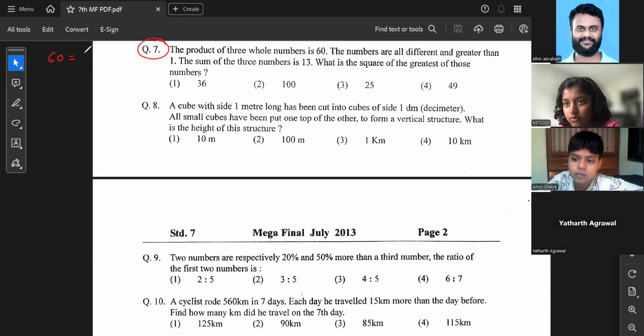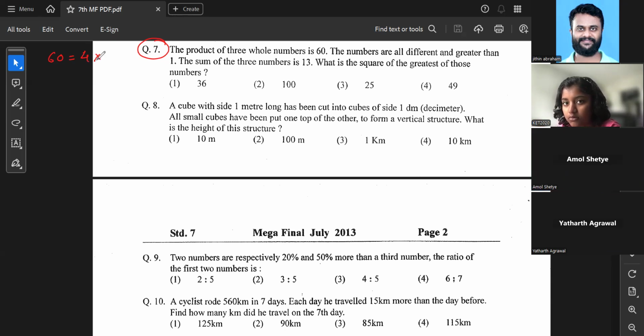So 60 can be broken as 4 multiplied by 3 multiplied by 5. Basically, what did I do? I considered 60 as 12 multiplied by 5, and I broke 12 as 4 into 3 into 5. Now, this is one possibility.